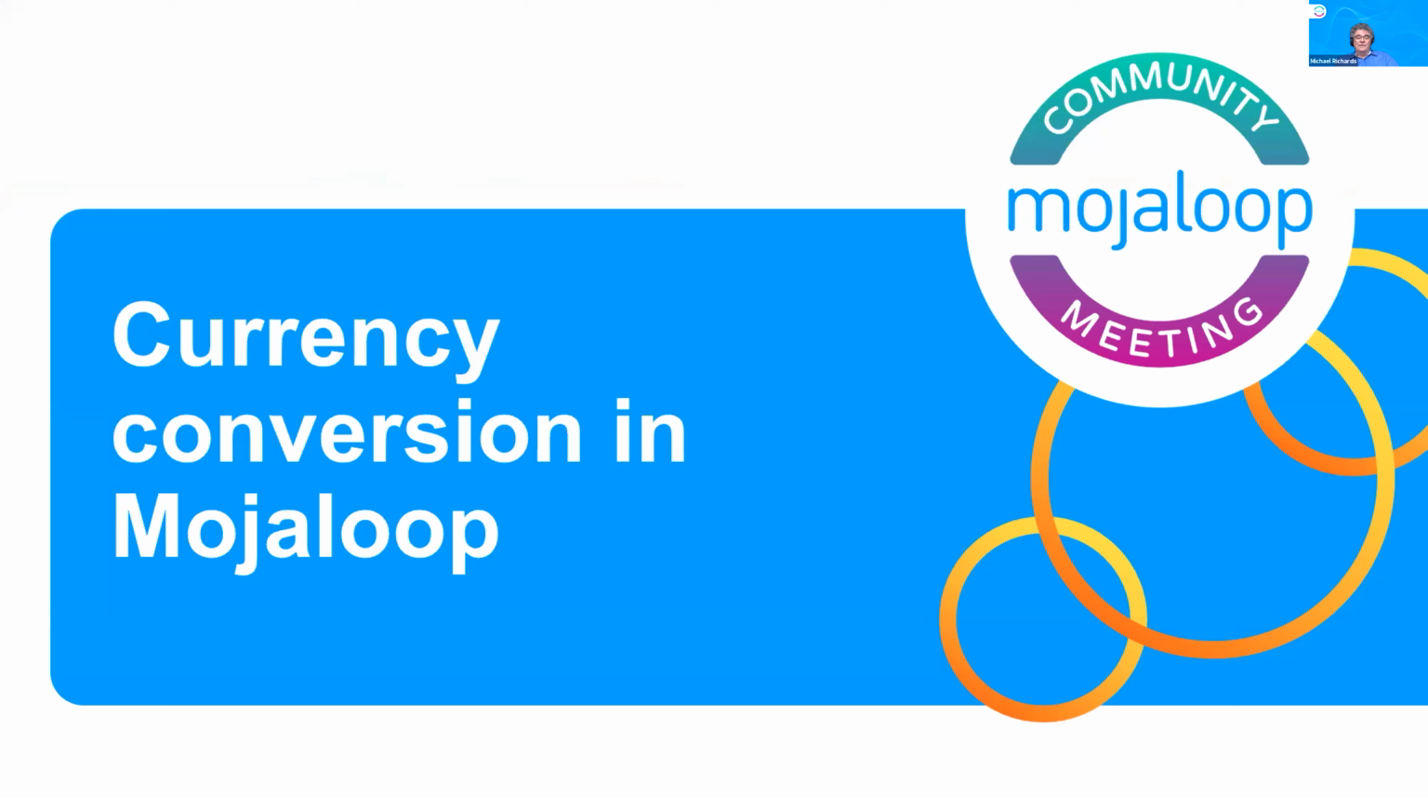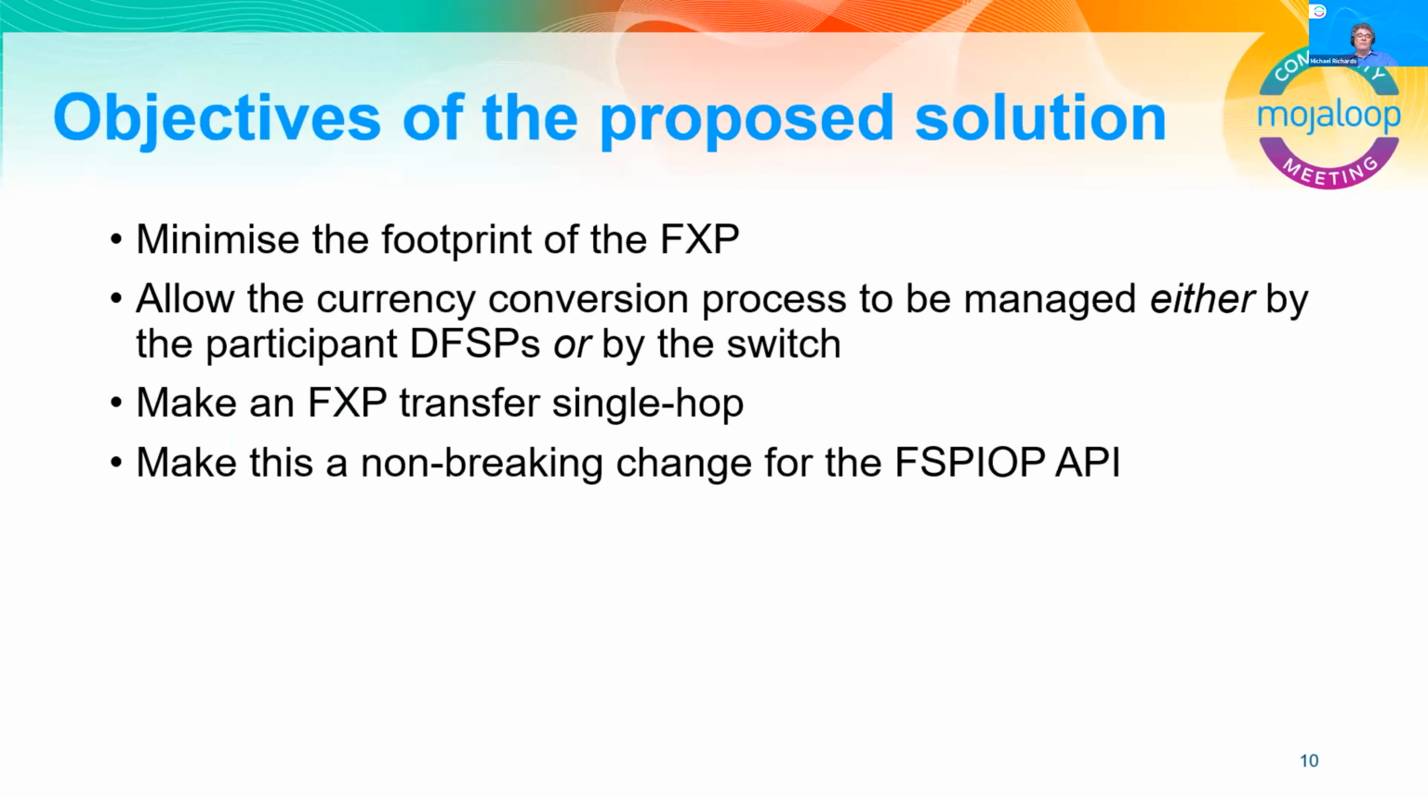Moving on now to currency conversion, or possibly foreign exchange. We have a proposed solution. You saw it yesterday. The objectives of this solution are, first of all, minimize the footprint of the foreign exchange provider, i.e. don't require it to be a full participant in the system in terms of the API endpoints that it needs to support. We wanted to allow the currency conversion process to be managed either by the participant DFSPs or by the switch. We wanted to make an FXP transfer single hop, and we wanted to make this a non-breaking change for the existing API.